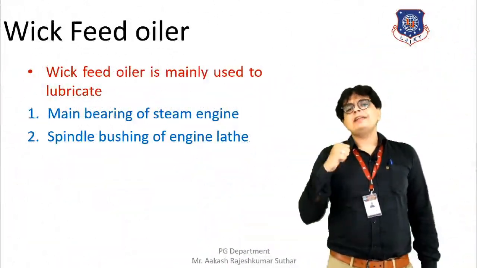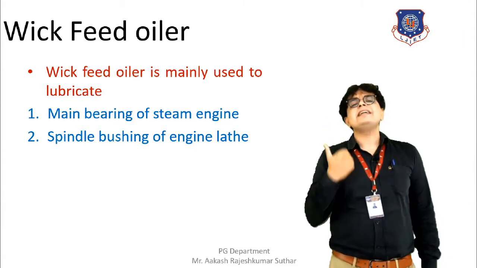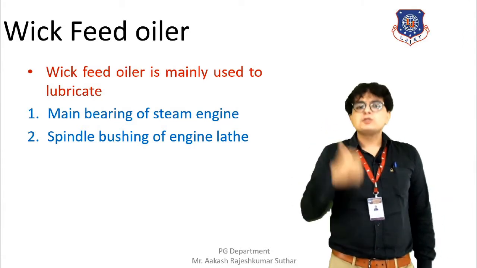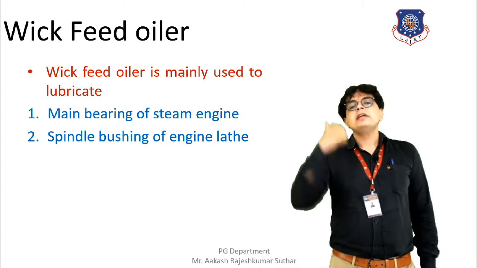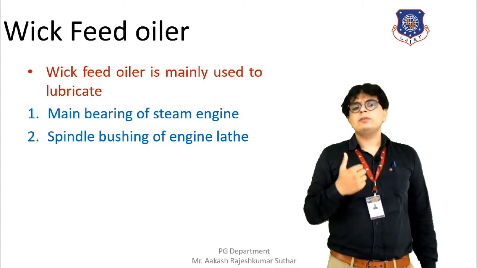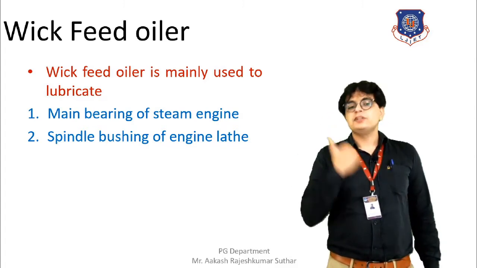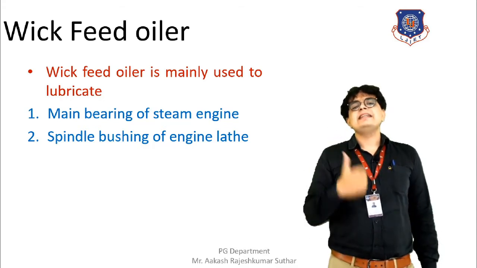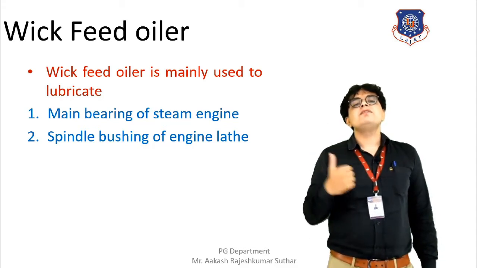Mainly, the wick feed oiler is used to lubricate the main bearing of the steam engine and the spindle bushing of the engine lathe. So there, normally, a wick feed oiler is being used. Now let us see a diagram of the wick feed oiler.